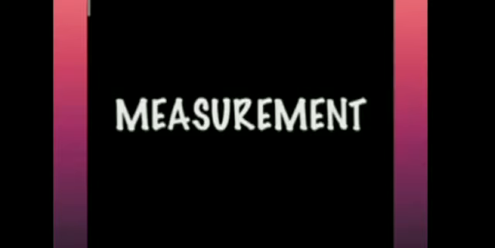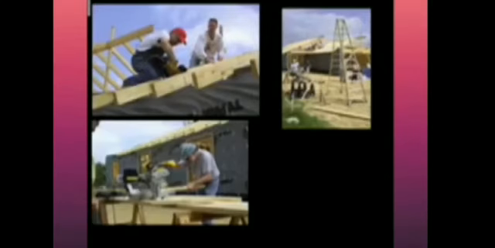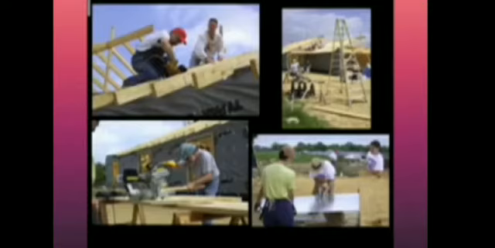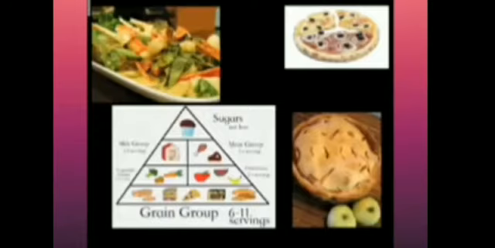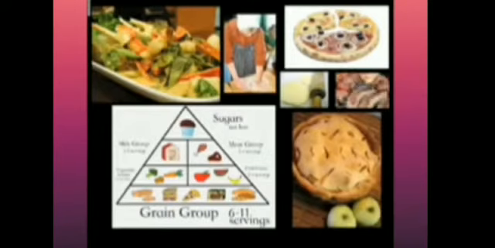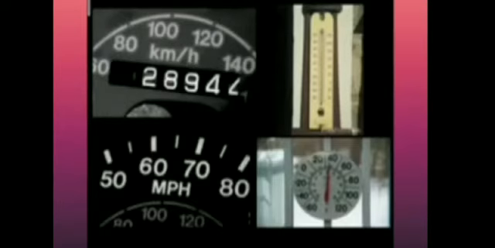Third one is measurement. Precise measurements are necessary to build buildings and houses. We use measurement in cooking, baking and in our diet plan. We also use gauges to measure the speed of vehicles and thermometers to measure the temperature. Measurement is also used to find the area, like how much is needed to fill a pool, the area of ground, fields, etc.